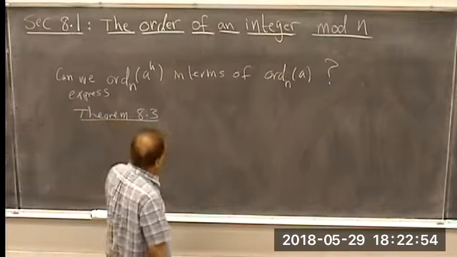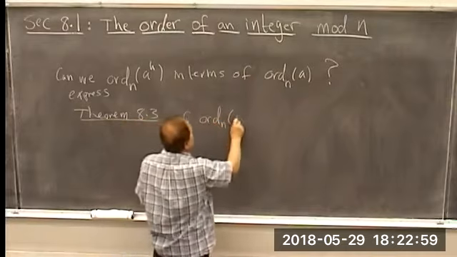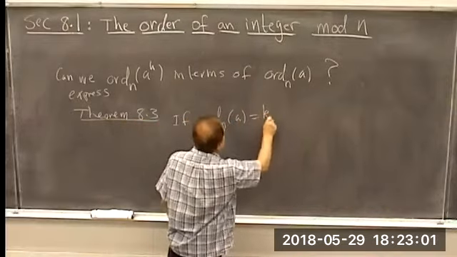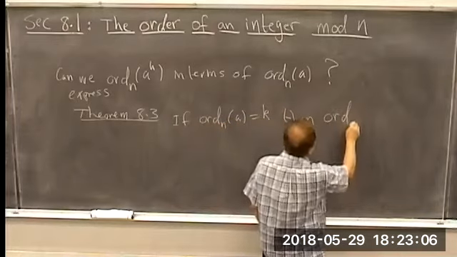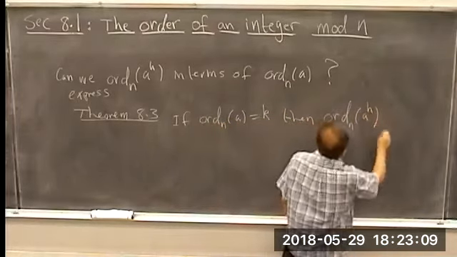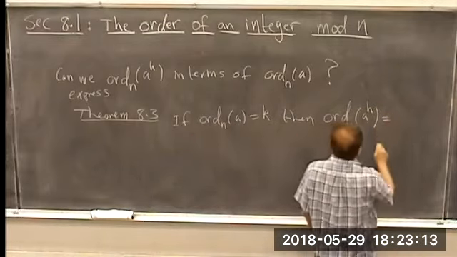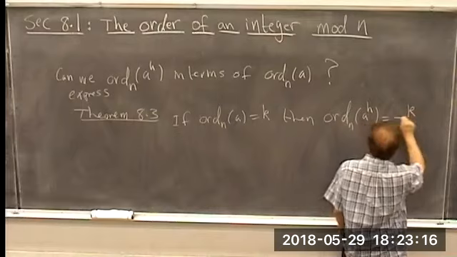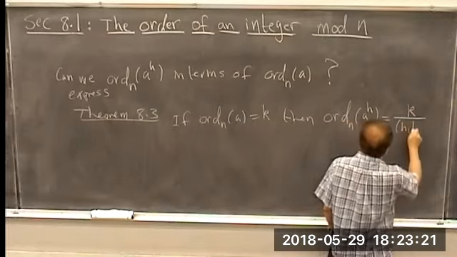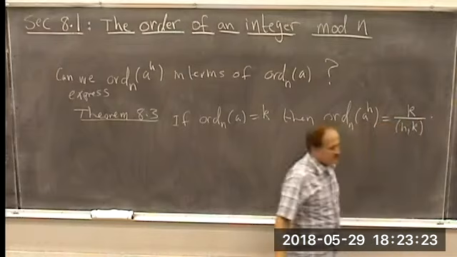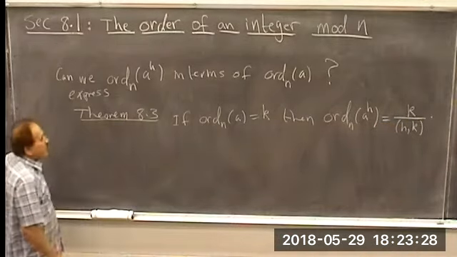This theorem says that if the order of A is equal to K, then the order of any power A to the H is equal to K divided by the greatest common divisor of H and K. All right? Here's the proof.